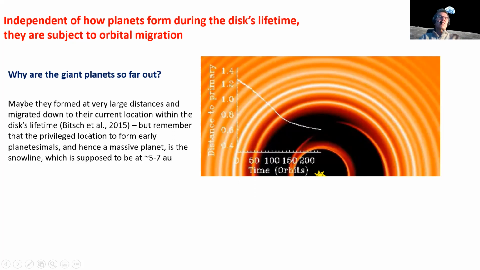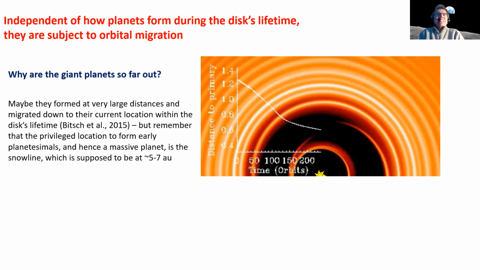This is the position, for instance, taken by Beach et al. I think this is problematic because one has to remember that the privileged location to form early planetesimals, and hence a massive planet, is the snow line. For the moment, it's the only place where we can understand planetesimal formation. Probably planetesimals form also elsewhere for some reason we did not understand yet, but it's undoubted that the snow line plays a privileged role. So the first big core should form at the snow line.